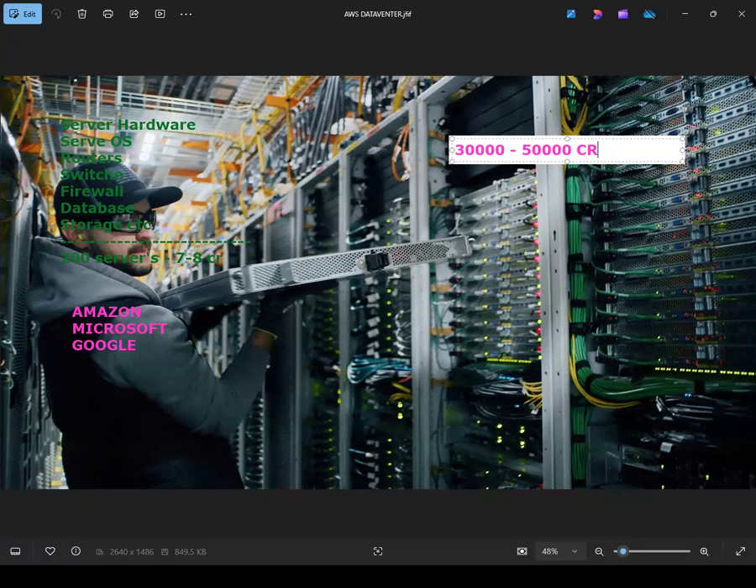This data center is used by n number of companies at the same time. Your company is connected to the same data center. My company is connected to the same data center. Your company is running applications there. My company is running applications there. Your company is storing data there. My company is storing data there.